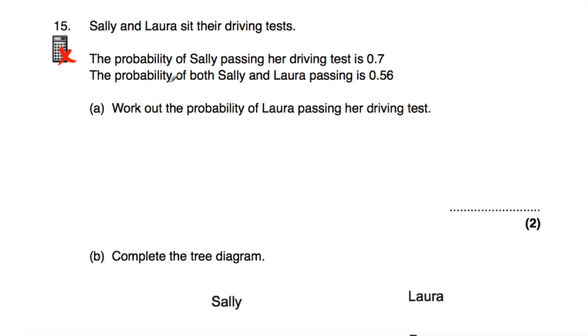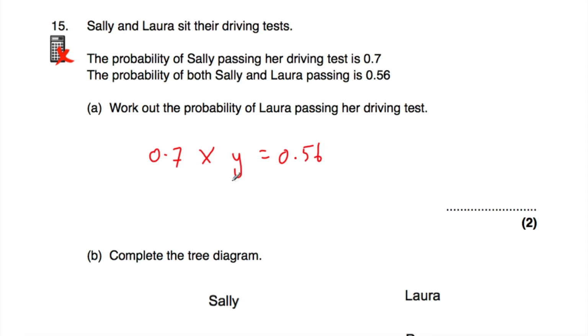So that means if the probability of both of them passing is 0.56, and we consider the tree diagram, the probability of Sally passing and Laura passing is 0.56, and that's what we'd get when we multiply the probabilities along the branches. So 0.7, the probability that Sally passes, multiplied by y, let's call the probability that Laura passes y, will be equal to 0.56. In other words, if you multiply the probabilities of each of them passing, you'll get the probability of both of them passing. Okay, so let's figure out what y is.